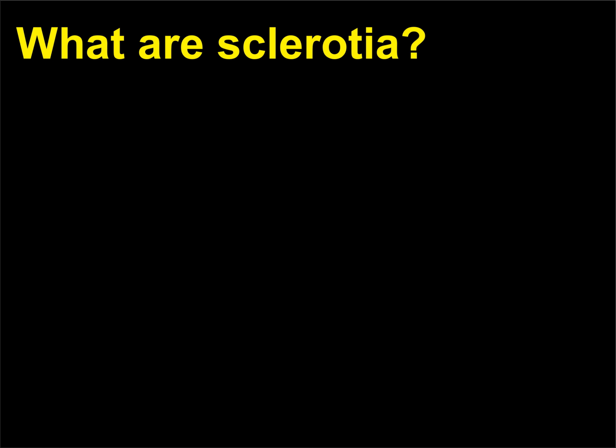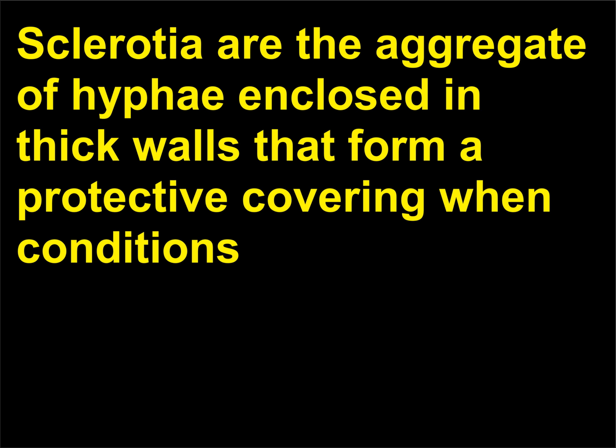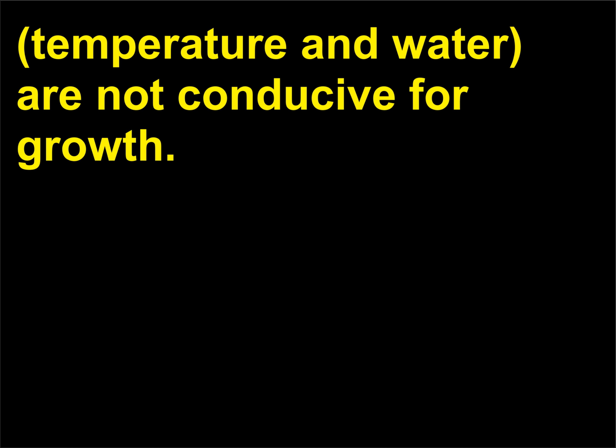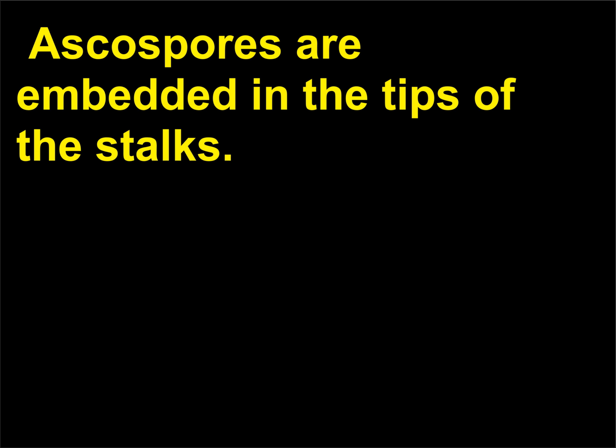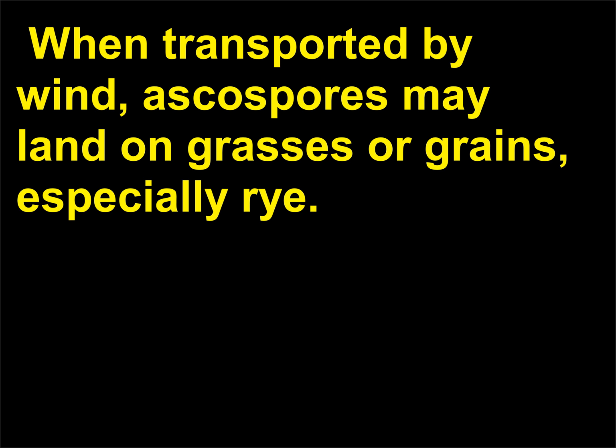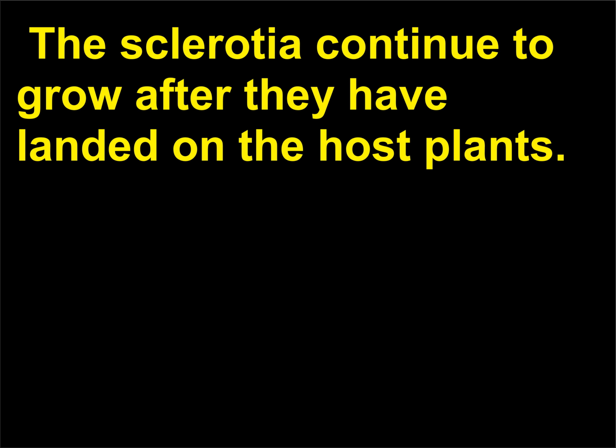What are sclerotia? Sclerotia are the aggregate of hyphae enclosed in thick walls that form a protective covering when conditions, temperature and water, are not conducive for growth. When conditions improve, the sclerotia germinate and produce stalks containing spore-bearing bodies. Ascospores are embedded in the tips of the stalks. When transported by wind, ascospores may land on grasses or grains, especially rye. The sclerotia continue to grow after they have landed on the host plants.